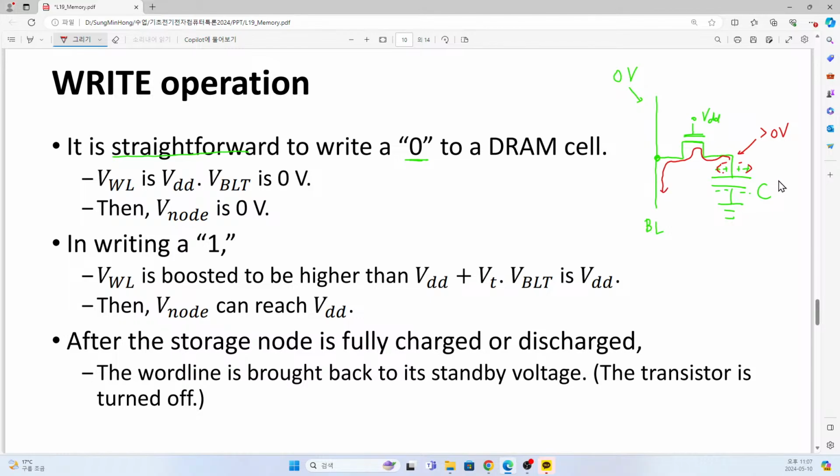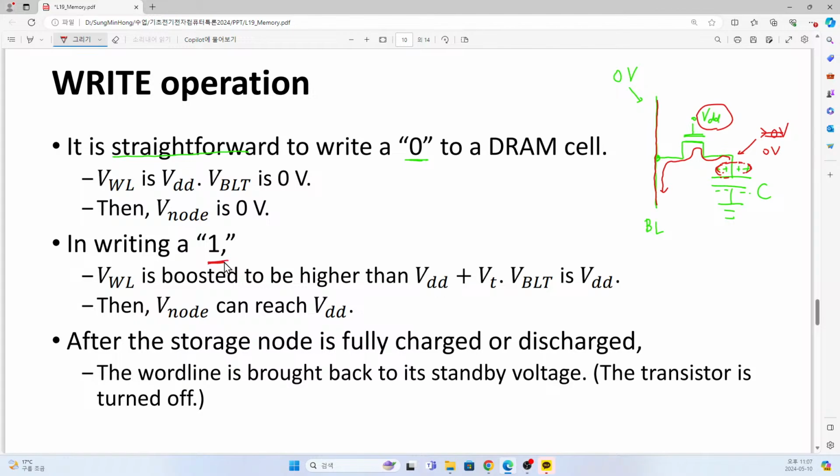Then after a short time, these stored charges are all gone. After that, it becomes just 0 volt. So writing 0 is quite easy. Just open the gate, then this 0 volt will be copied into this capacitor. So that's it.